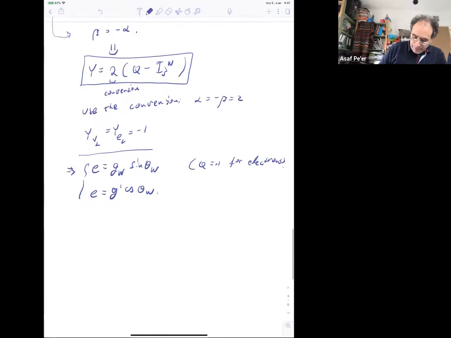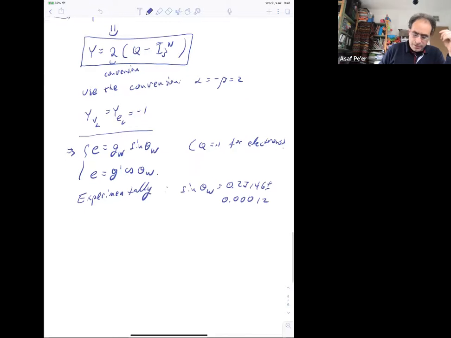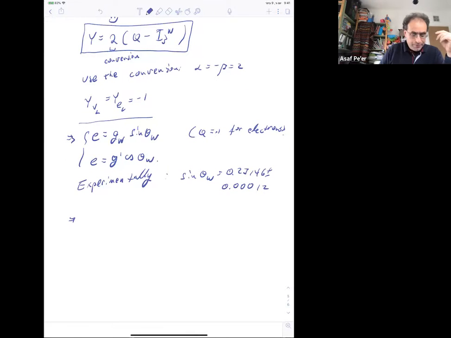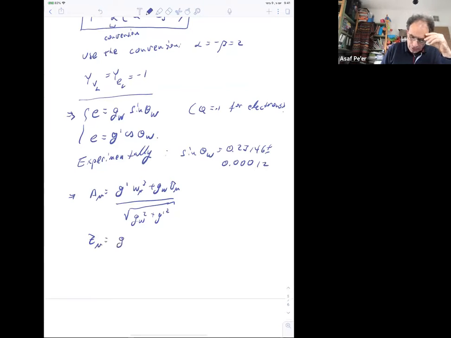Now, the last thing I want to say about that, experimentally, a great measurement trick, it's giving you much more than that. Sine theta weak is 0.23. The actual number is 0.23146 plus minus 0.00012. And then we can also express the physical gauge bosons in terms of the coupling constants. Using what we previously did, A mu is g prime W mu 3 plus g weak B mu, divided by the normalization square root of g weak squared plus g prime squared. And the Z is g weak W mu 3 minus g prime B mu, again normalized by square root of g weak squared plus g prime squared.